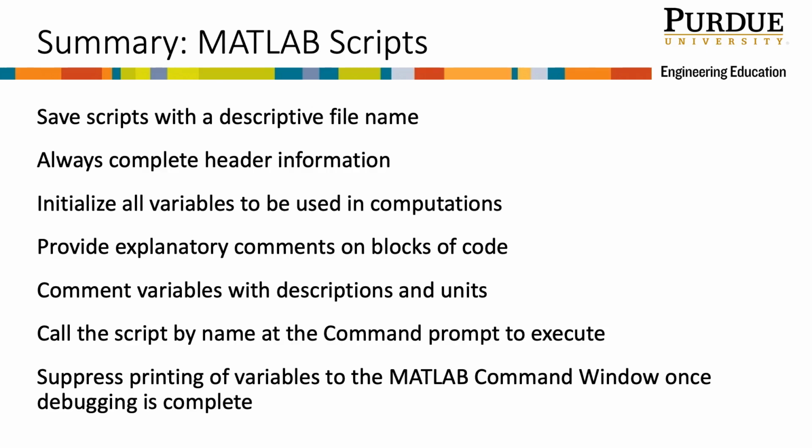Let's go over a summary of this module. We can now save scripts with a descriptive file name. We know how to complete all header information in the script template. We always initialize all variables in the initialization section of the template to avoid hard coding. We comment code in two ways. First, we use block comments to provide explanatory comments on sections of code. Second, we use variable comments to provide descriptions and units of variables. We know how to call a script from the command window to execute, or run, the script. Finally, once all debugging of our script is complete, we suppress outputs of variables to the command window using semicolons.